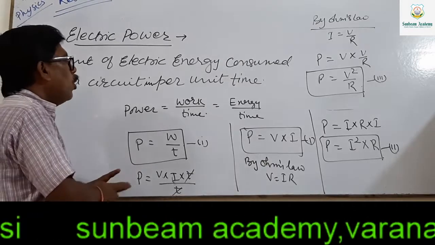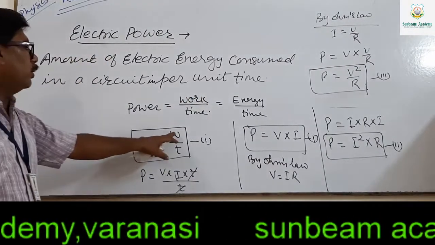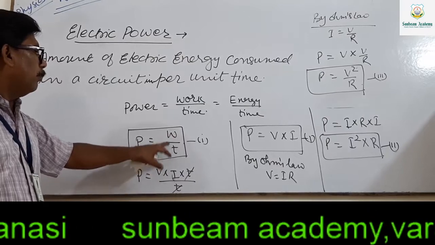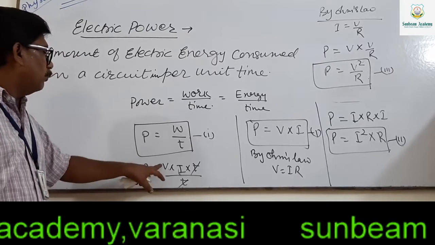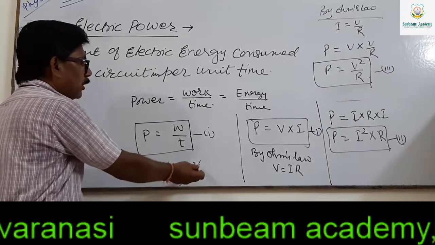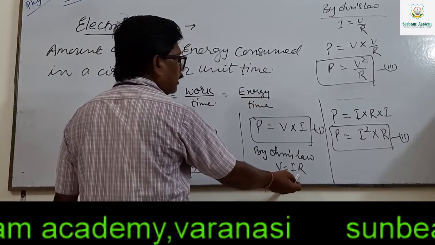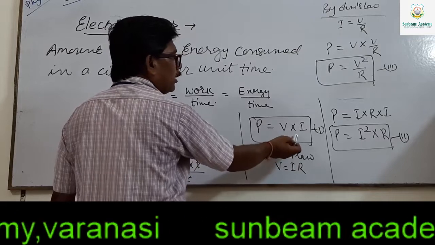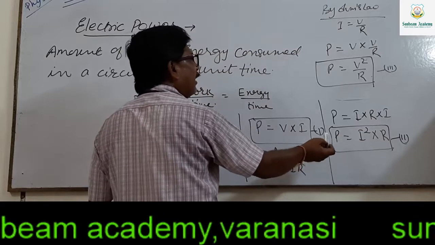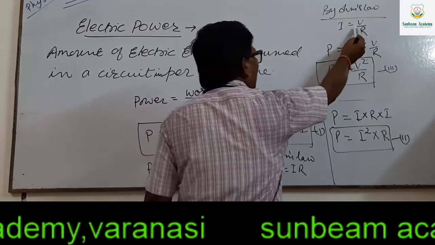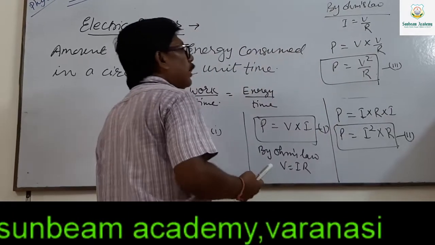Power is equal to work upon time, or energy upon time, so power equals W by T. On substituting the value of W in this equation, you get power equal to V into I into T, T cancels, then power is equal to V into I. By Ohm's law, V is equal to IR. By substituting the value of V in this equation, you get power equal to I square R. Now again, by substituting the value of I in this equation, you get the formula power equal to V square by R.